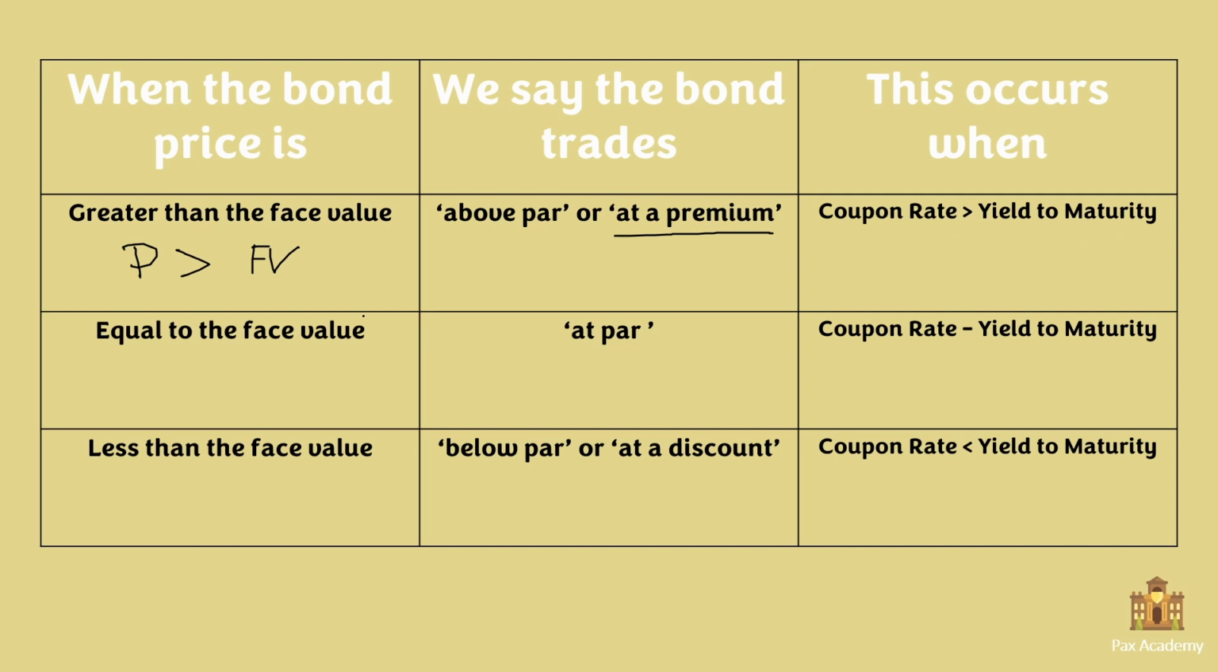Then we have another scenario when the bond price is equal to the face value. So when P is equal to the face value, we say the bond trades at par. And this occurs when the coupon rate is the same as the yield to maturity. And finally, when the bond price is less than the face value, we say the bond trades below par or at a discount. And this occurs when the coupon rate is lower than the yield to maturity. So make sure to remember this table.